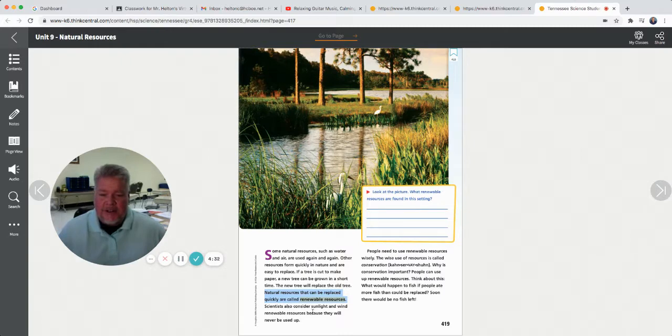Scientists also consider sunlight and wind renewable resources because they'll never be used up. People need to use renewable resources wisely. The wise use of resources is called conservation. Another word you need to know. The wise use of resources is called conservation. Why is conservation important? People can use up renewable resources.